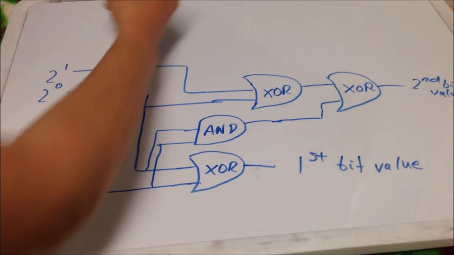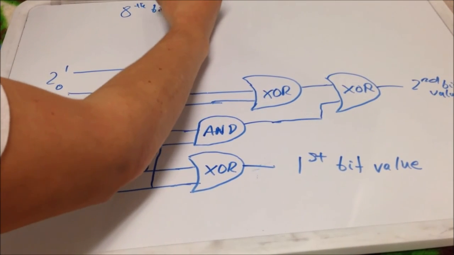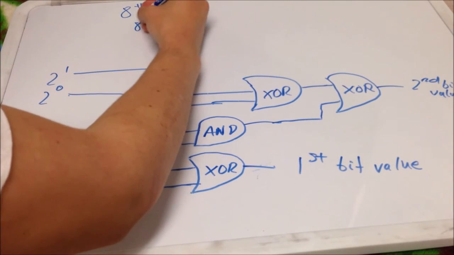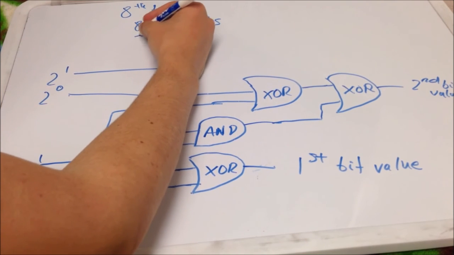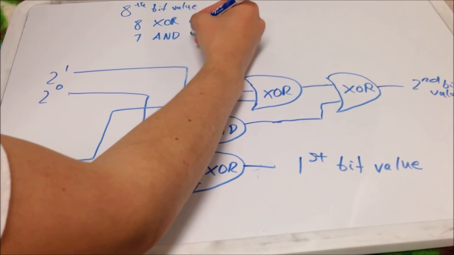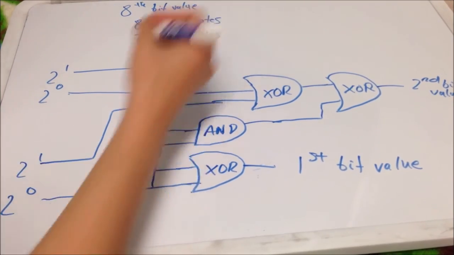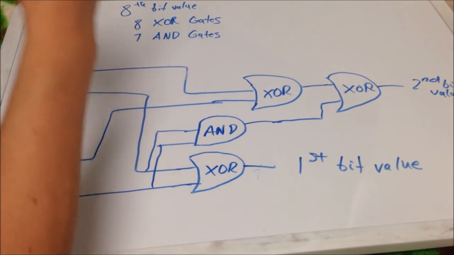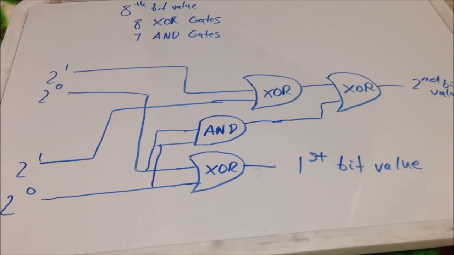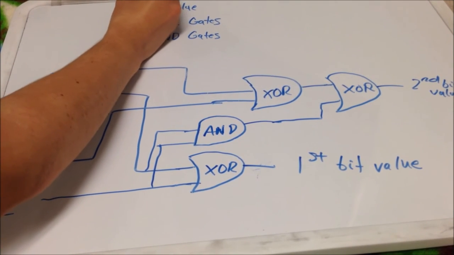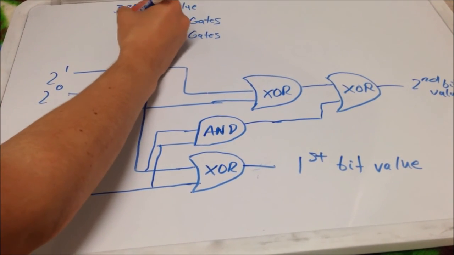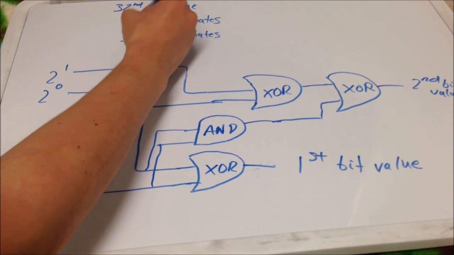So think of it this way. If you're at the 8th bit value, this means 8 XOR gates and 7 AND gates to carry numbers from the previous bit value. So if you go to the 32nd bit value, you would need 32 XOR gates and 31 AND gates.